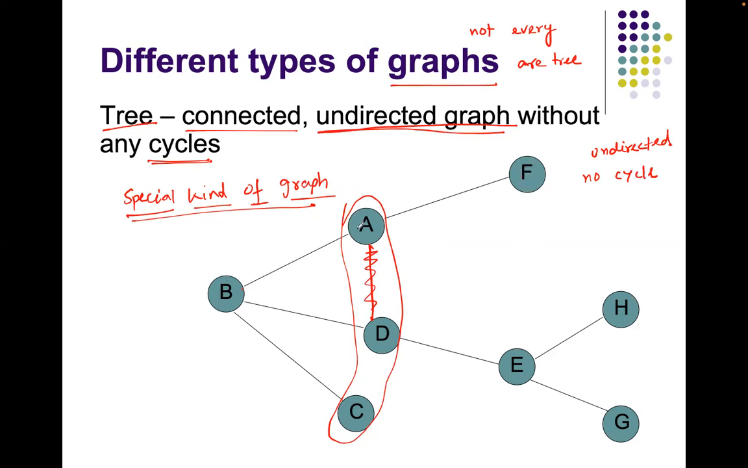We can go from F to A to B, B to D, and D to E. All right, so another property of a tree is that it is a connected, undirected graph with no cycle. As we are saying, every tree is also a graph, but not every graph is a tree.